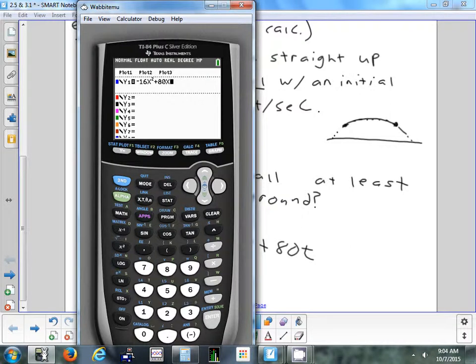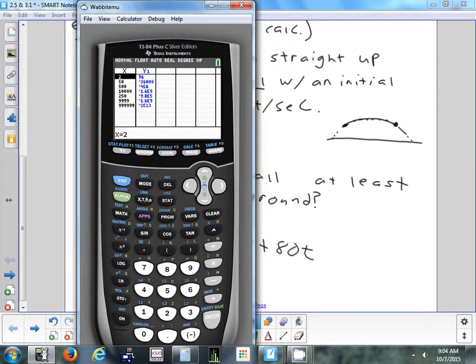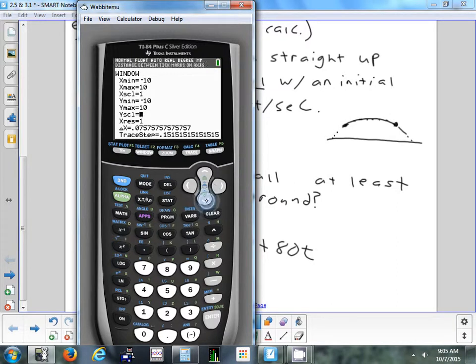Now I've got to set my window. I'm going to go to my table and just look at how high the ball is. At time 0, the ball's still on the ground. Haven't thrown it yet. After 1 second, it's up at 64 feet. 2 seconds, it's at 96. 3 seconds, it's at 96. So something tells me between 2 and 3 seconds it hit its maximum, and now it's on its way back down. 4 seconds, now it's on its way back down. So let's set our height maybe at 120 feet. If it goes higher than that, then we'll adjust for it.